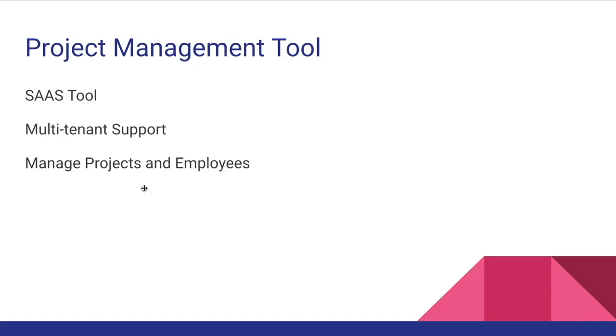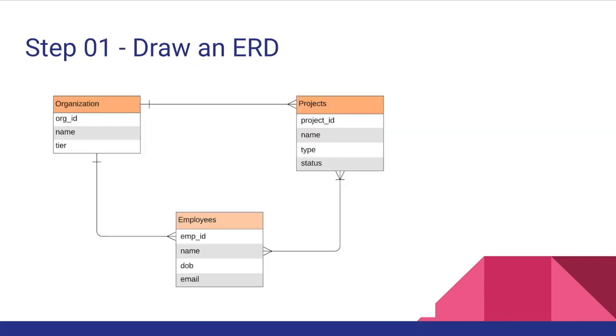Now, in order to start data modeling for this application, let's start with step number 1. That is to draw an entity relationship diagram. Now, there are three main entities in our application. We have the organization entity, projects, and employees. Let's look at the attributes for each entity. Now, for an organization, you have a unique organization ID, and then it has a name, and there's a tier that the organization belongs to. So this could be the free tier or the professional or premium tier, something like that. So you choose a tier when signing up for this application.